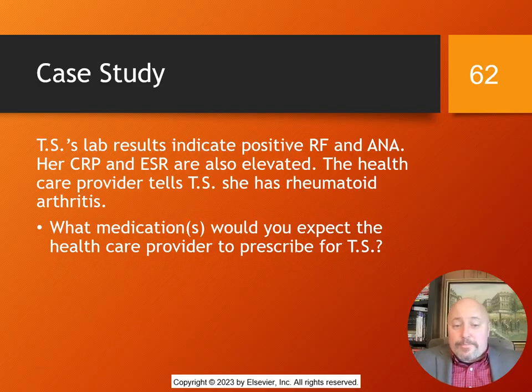The patient's lab results indicate positive RF and anti-nuclear antibodies. Her CRP and ESR are also elevated. The healthcare provider tells TS she has rheumatoid arthritis. What medications would you expect the provider to prescribe for them? In this case, most likely something like methotrexate in combination with an NSAID. In this way, we can both lower the immune system attacking those joints, as well as lowering that inflammation to slow the wear, tear, destruction, along with the pain.